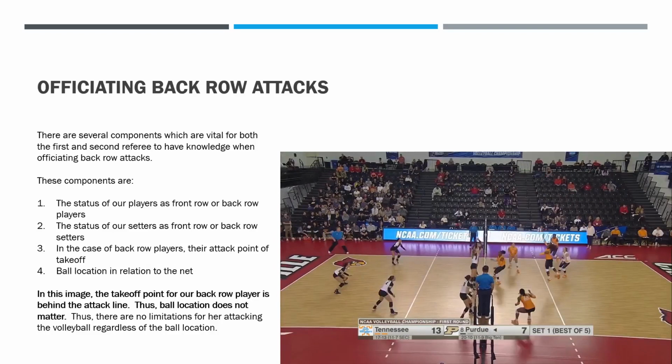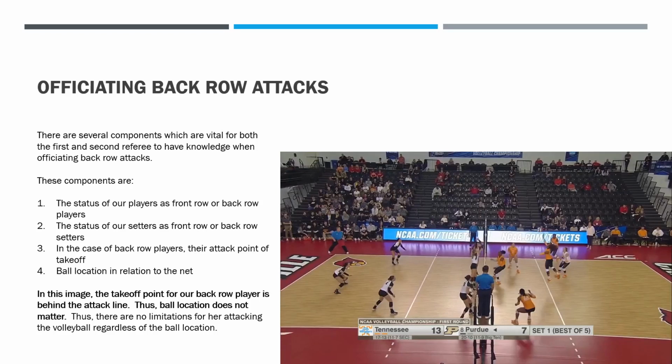Let's discuss officiating back row attacks. There are several components which are vital for both the first and second referee to have knowledge of when officiating back row attacks. These components are as follows: the status of our players as front row or back row players, the status of our setters as front row or back row setters.